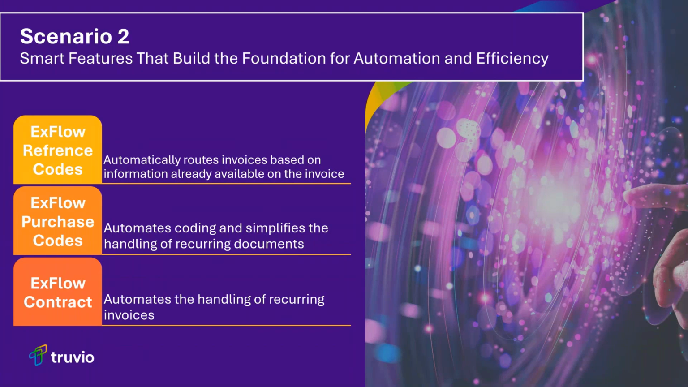So one example is ExFlow reference codes. With reference codes, we can use information that already exists on the invoice to automatically control things like coding, the approval flow, or who should be the first approver, for example.